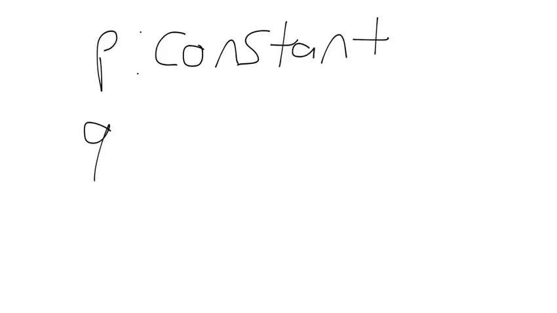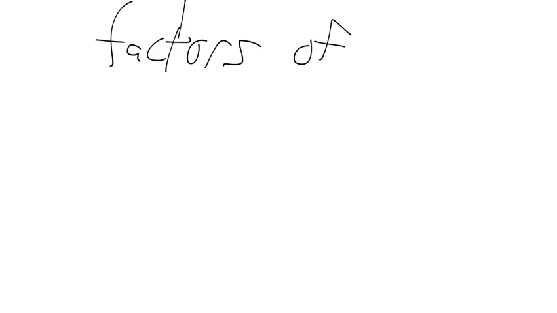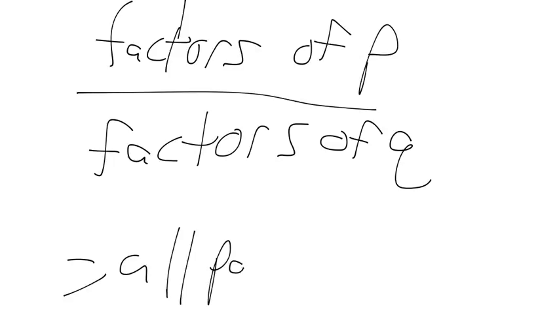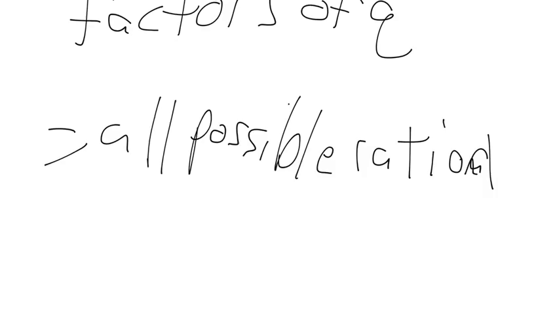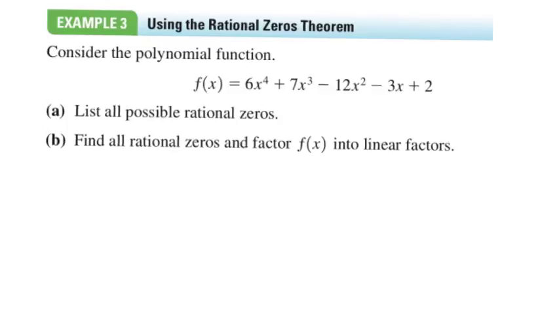If P is the constant term at the end, and Q is your leading coefficient, then if you take all your factors of P divided by all your possible factors of Q, that would give you all possible rational zeros of our function.